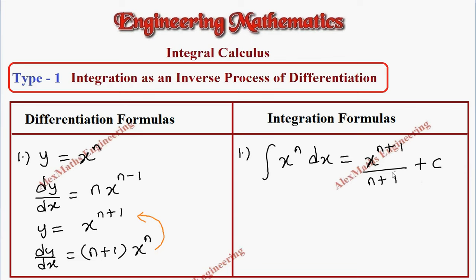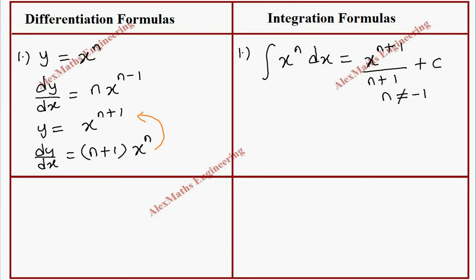And this formula is not applicable when n is minus 1. If n is minus 1, then the denominator will become 0 and the numerator will become x power 0. So we get x power 0 by 0. So it is not applicable when n is minus 1. For any other value, it is applicable. So this is how we get all the integration formulas by the inverse process of differentiation. Now let's see the second formula.